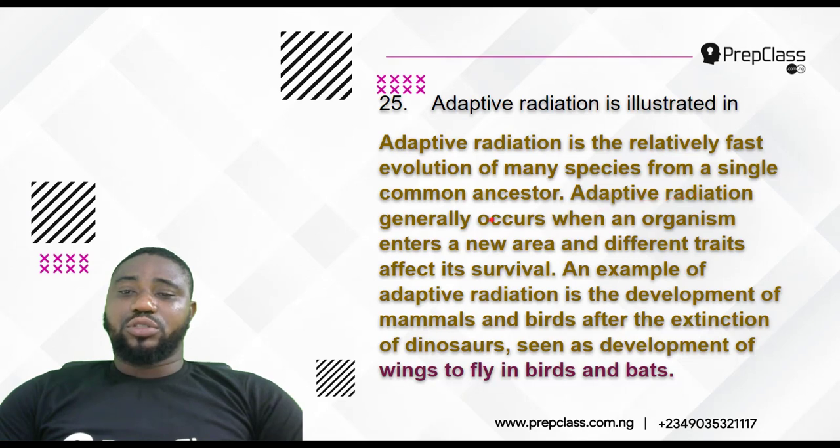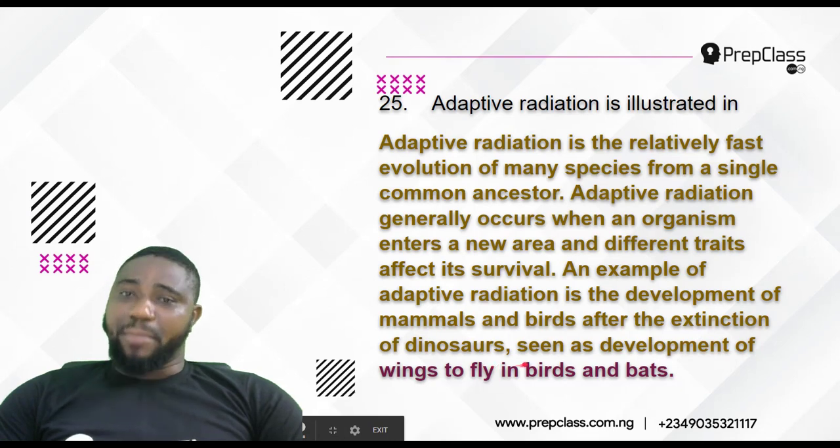Adaptive radiation generally occurs when an organism enters a new area and different threats affect its survival. An example of adaptive radiation is the development of mammals and birds after the extinction of the dinosaurs, seen as the development of wings to fly in birds and bats.